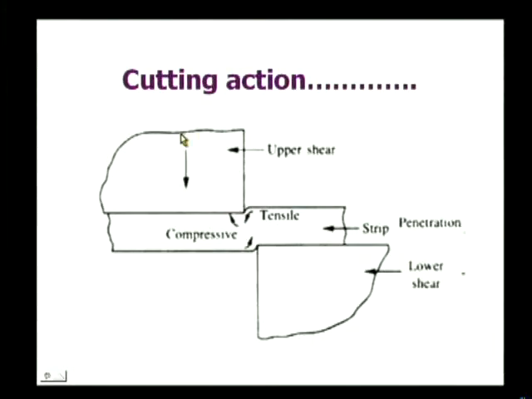So, this is the upper shear, that is nothing but the punch, and this is the die, which is attached to the lower shear, also called the lower shear. Here this is the cutting edge, and this is the cutting edge in the die, and this is the stock material. Here the tensile stresses will be developed, whereas here the compressive stresses will be developed.